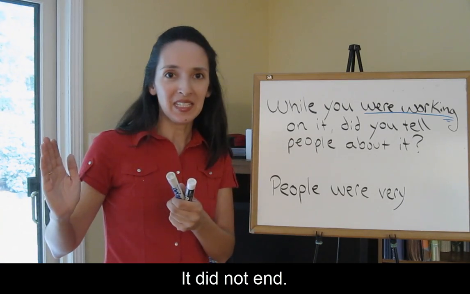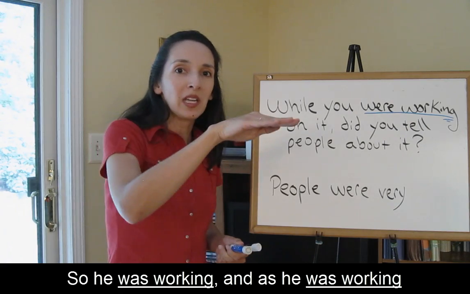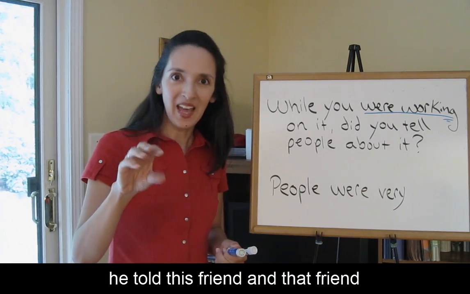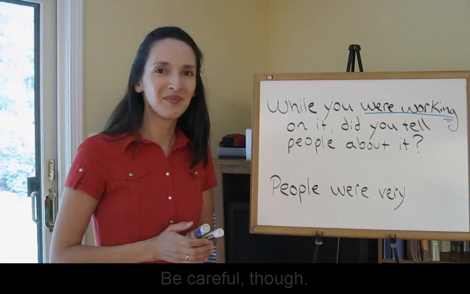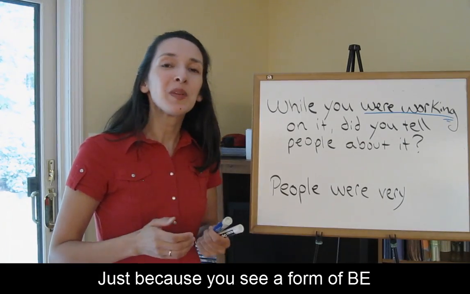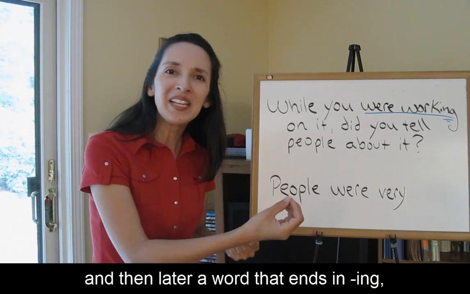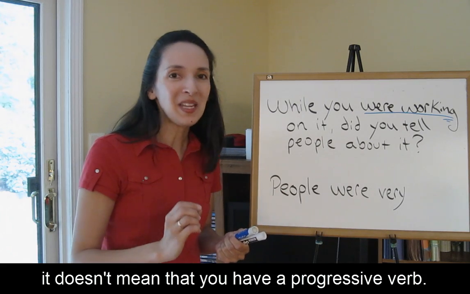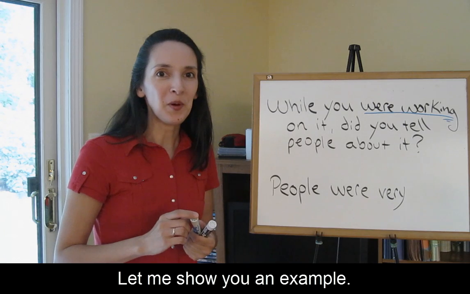It did not end. So he was working, and as he was working, he told this friend and that friend, and perhaps one more friend. Be careful though, just because you see a form of be and then later a word that ends in ing doesn't mean that you have a progressive verb. Let me show you an example.